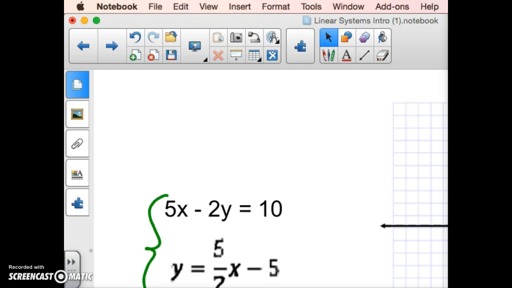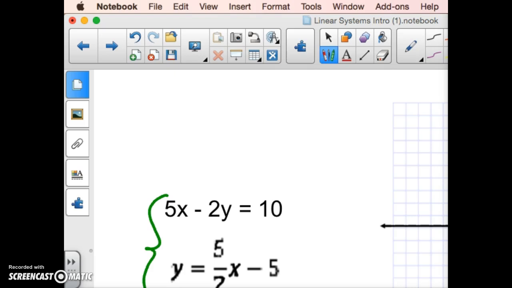All right, last case. I'll give this one away. This is going to be the consistent and dependent case. Typically, they are going to hide the fact that they have the same equation. So, first one, written in standard form.